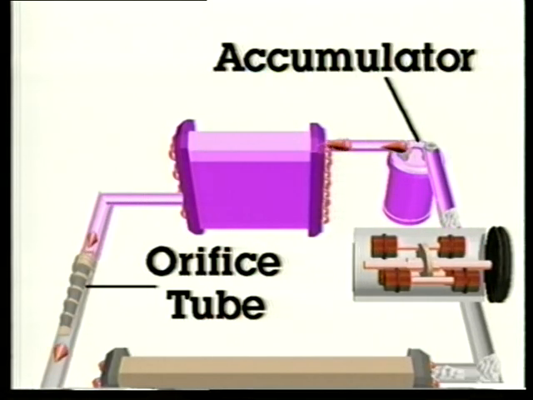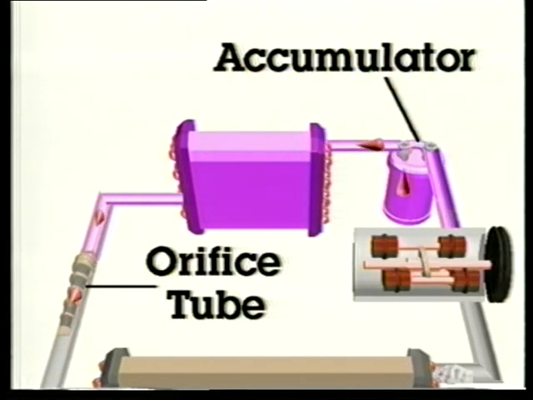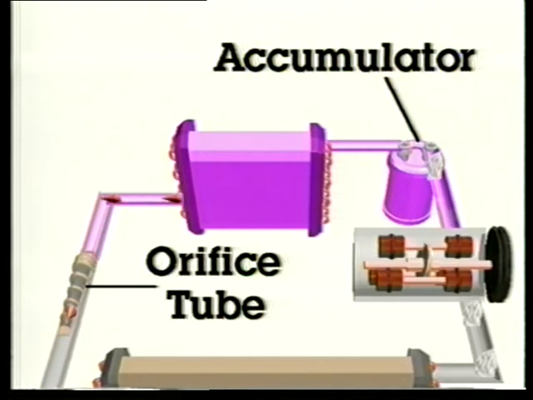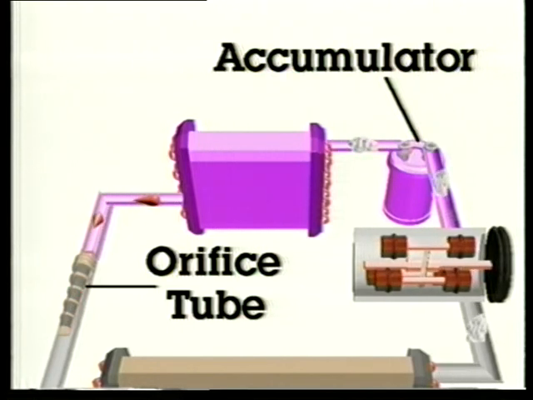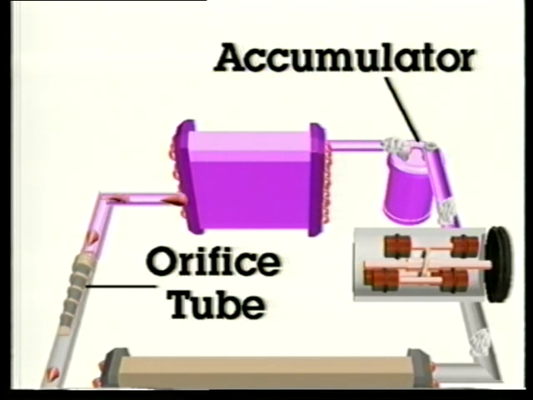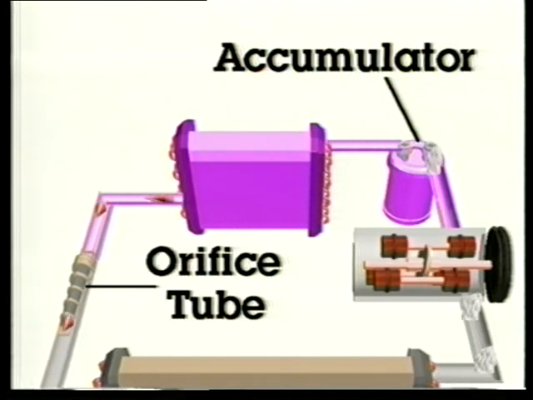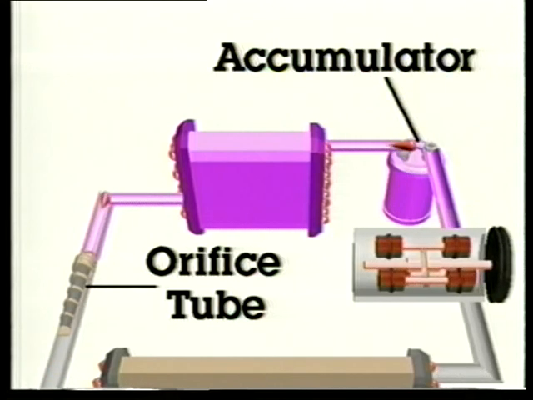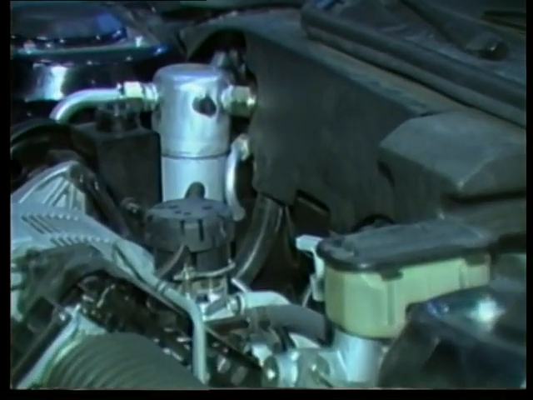An accumulator must trap liquid refrigerant before it can enter and damage the compressor. It must also trap and store moisture that could cause system corrosion and damage. An Orifice Tube type air conditioning system uses an accumulator in the low side of the system. The accumulator is located at the outlet of the evaporator, usually on or near the car's firewall.